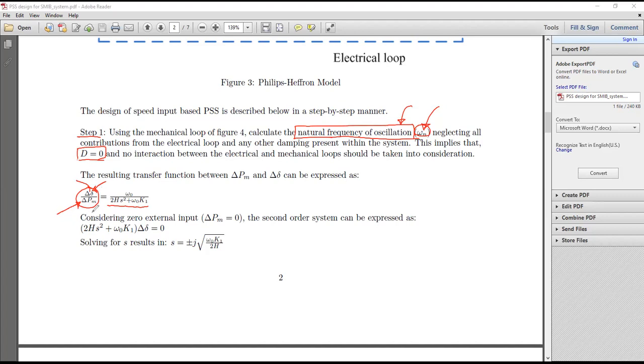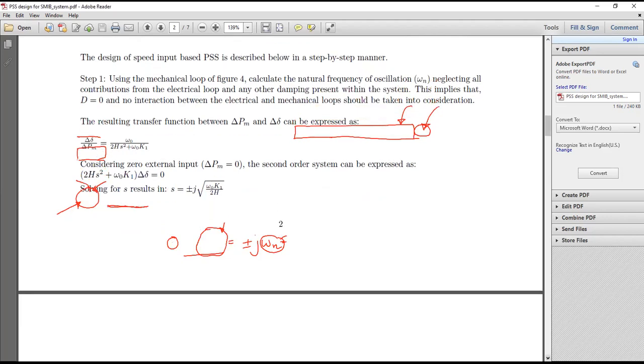Then we solved it, and ultimately we got the solution for S. This is a second order system, so it gave us 2 roots. Both roots were complex in nature, so basically we got a complex pair of eigenvalues, because this is nothing but S equals plus minus j omega n. That means the term appearing under the square root, along with the square root, would give us the omega n expression. So this was the completion of step number 1.